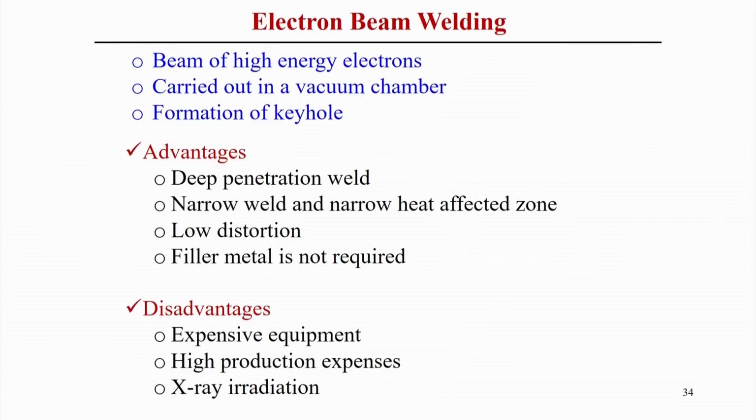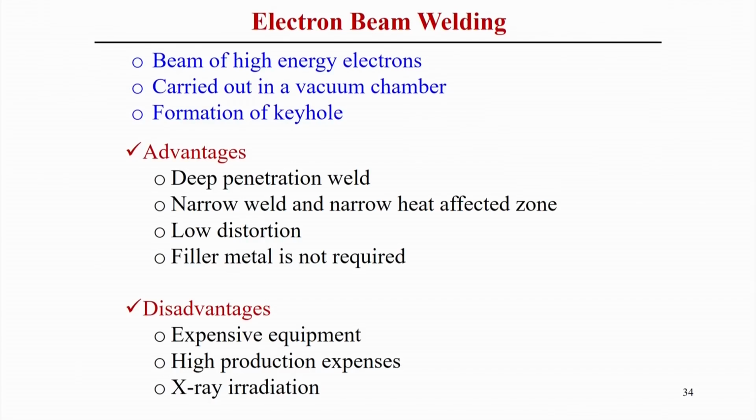But of course, there are some disadvantages. The equipment is even more expensive than laser welding equipment, and the production cost is also very high. That means, when precision is the main requirement of any kind of welding process, then it is a better option. During the electron beam welding process, secondary scattering, that means X-ray irradiation, also happens during the process, so that needs to be protected against.